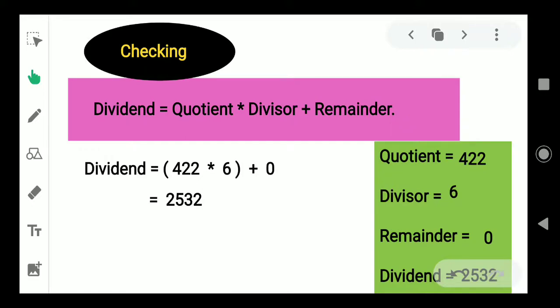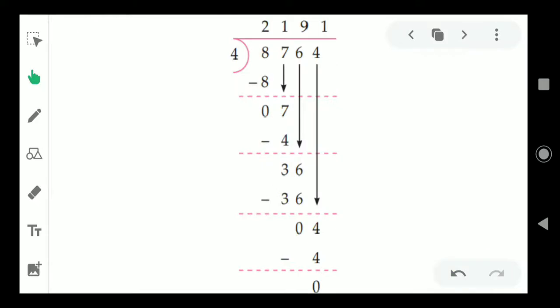Do you understand it? Let's see one more example. Here, the quotient is 8764. The divisor is 4.